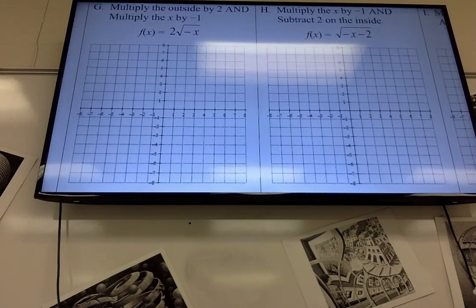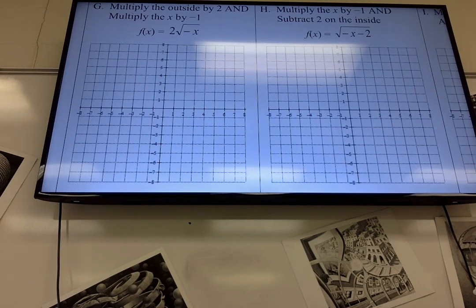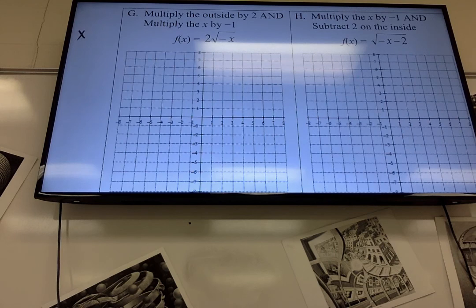And the next one is talking about multiplying the outside by 2 and multiplying the x by -1. So I'm going to plug in the same numbers that I have been. At least at first. When I plug in 0, Jose, what do I get out? 0. 0, yeah, that one's easy.